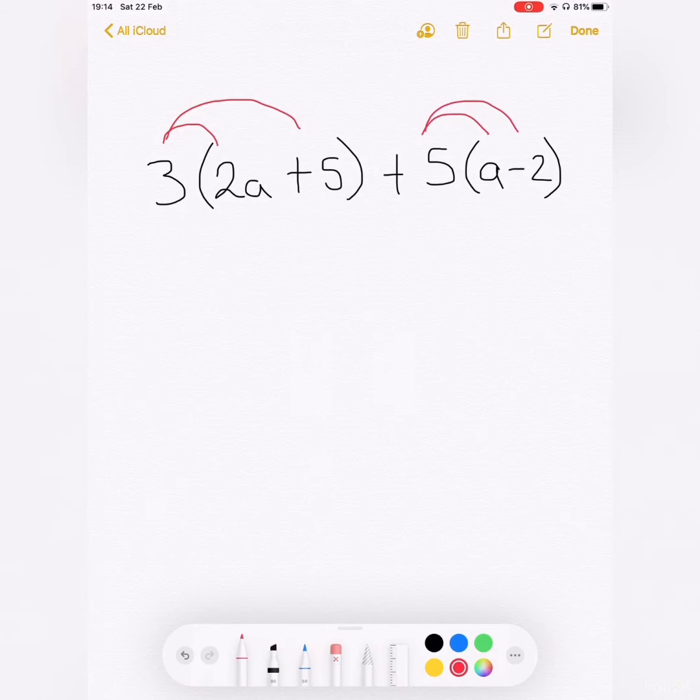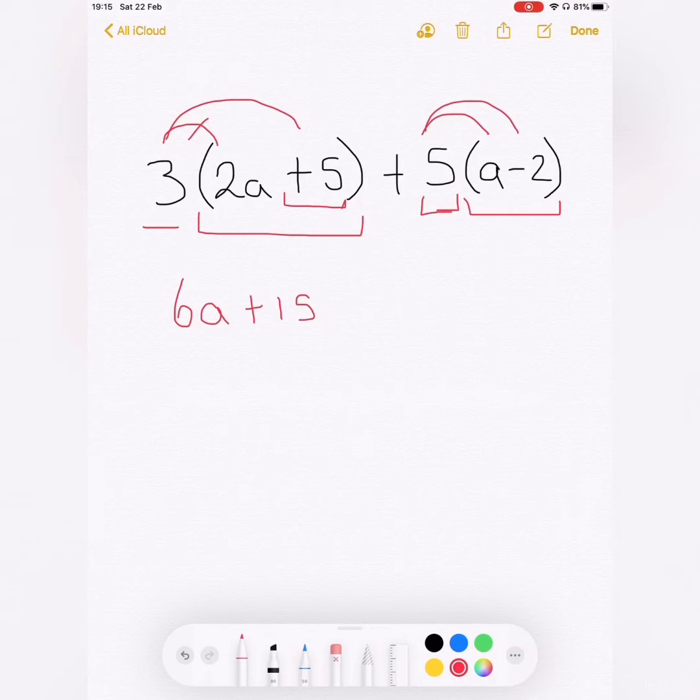On our moons. So remember, everything on the outside must times by everything on the inside. So we draw on those two moons. Remember, along our moons, we times. So we do 3 times 2a, which gives us 6a, and we cross it off when we've done that one. And now we do 3 times positive 5, which is plus 15.